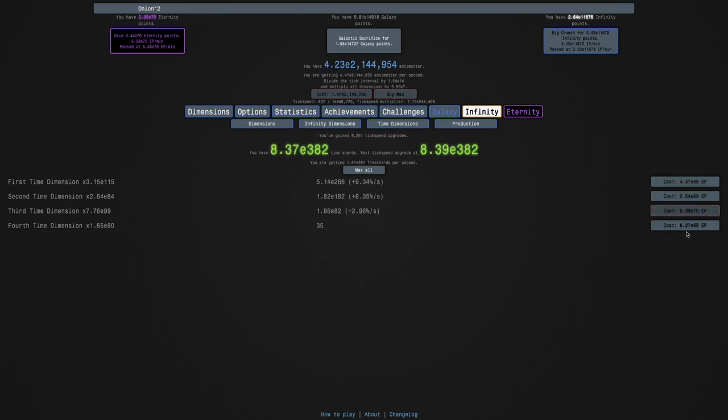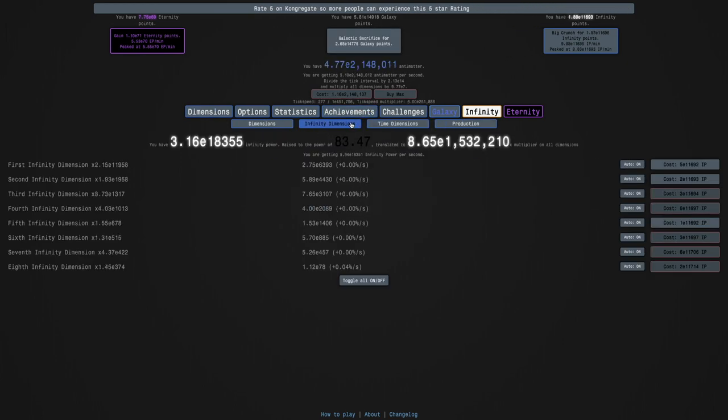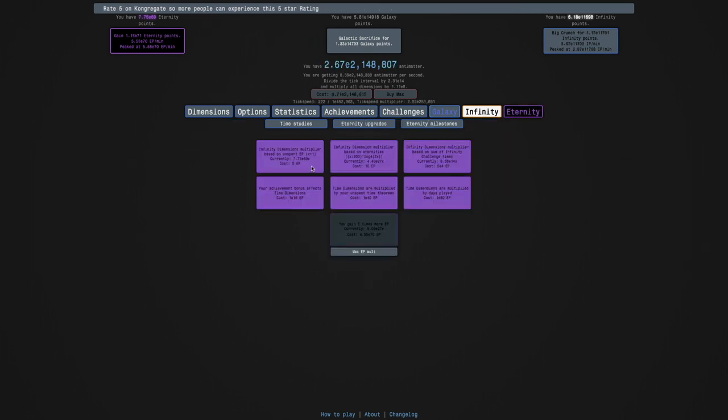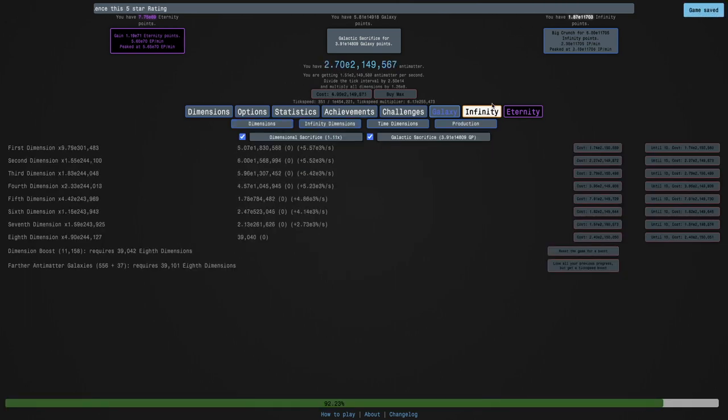I still will try to buy these wisely. Unspent eternity points do almost nothing because this upgrade, the eternity upgrade for it, only affects infinity dimensions, which also have, I think, a multiplier that is dilation nerfed, so it's not very powerful anyway.